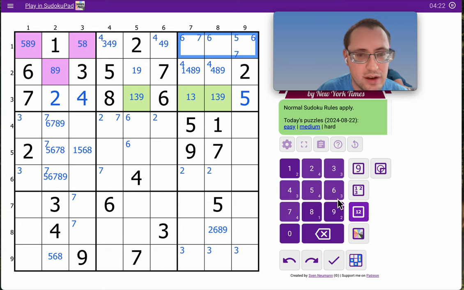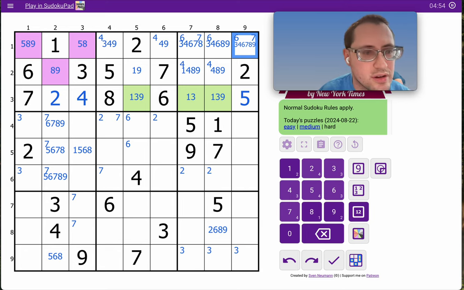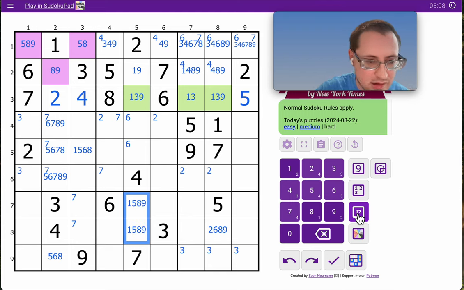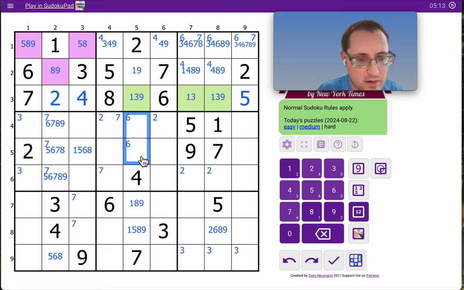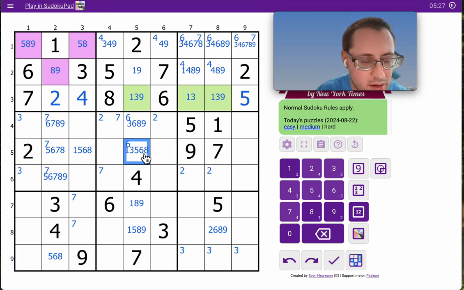Let's see. These are not 1, 2, 5. 5 means that one isn't. These are not 1, 2, 5. Anything. We get out of here? These aren't 2, 3, 4, 6, 7. These are 2, 4, 7. Takes out 1 and 5. This takes out 9. I don't think anything else.